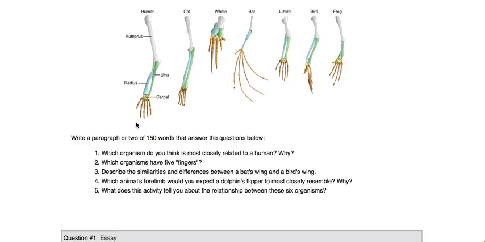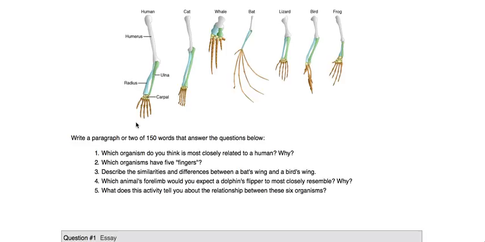Okay, so when you look at these, there are 7 organisms: a human, a cat, a whale, a bat, a lizard, a bird, and a frog. Make sure you're taking note of the bone structures of these organisms. You need to look at these from an anatomical standpoint.